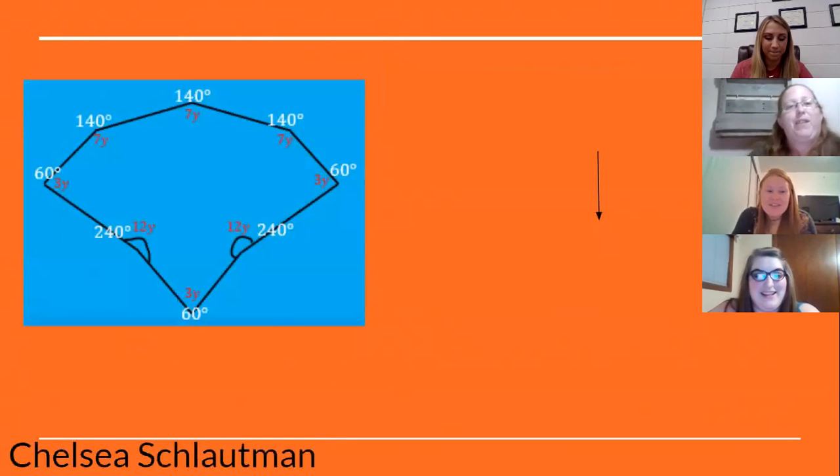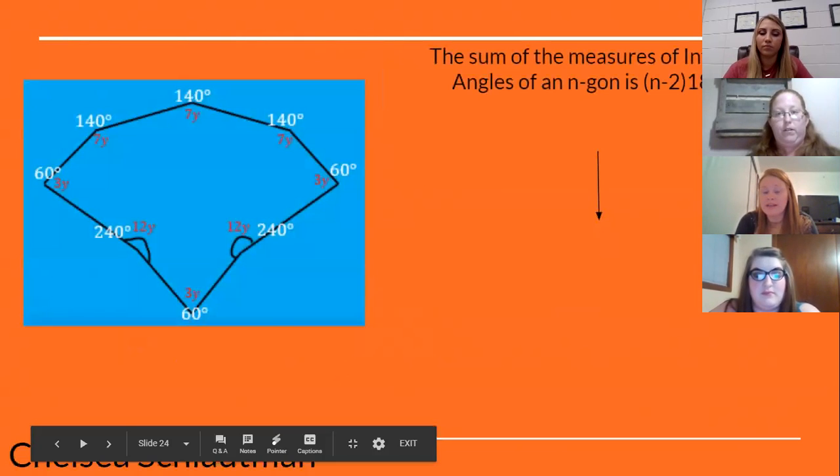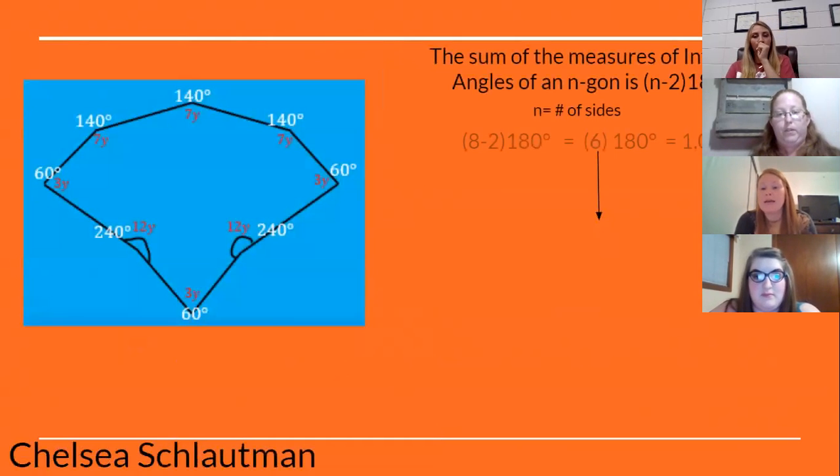Okay, so we're given, which here you actually see the degrees. I'm going to actually break it down for you to show how I got the degrees. All we're given in the main figure is the 3y, 12y, and 7y. So to find the sum of the measures of the interior angles of an n-gon, it's going to be n minus 2 times 180 degrees.